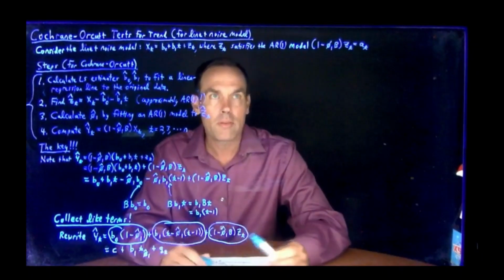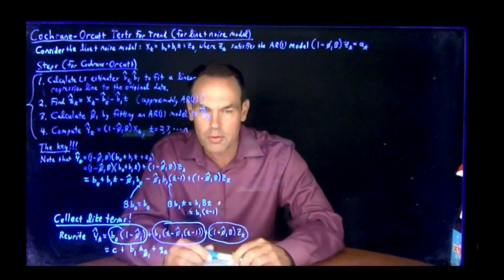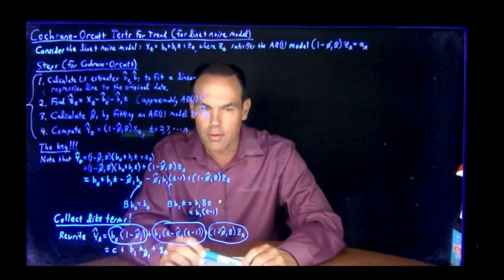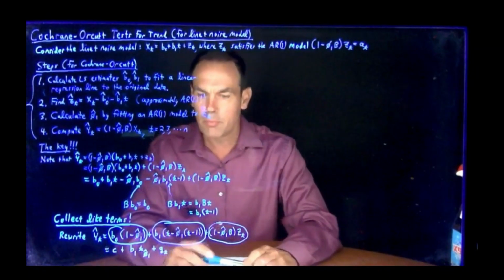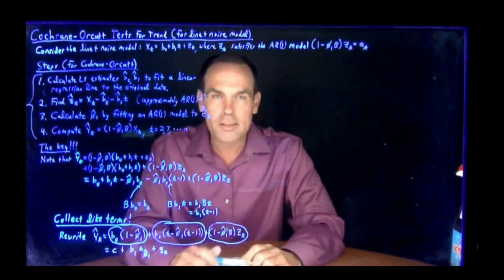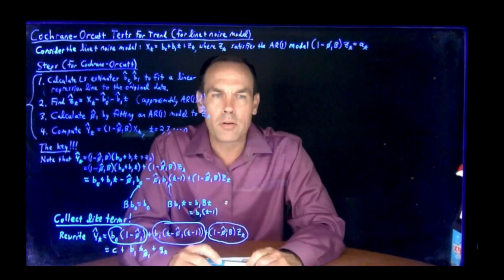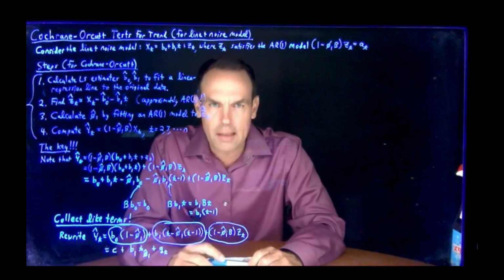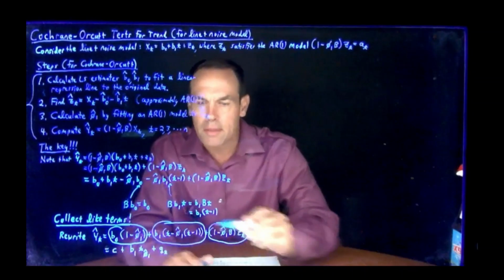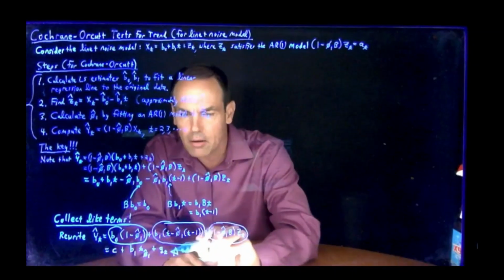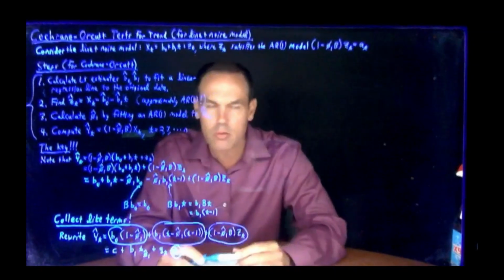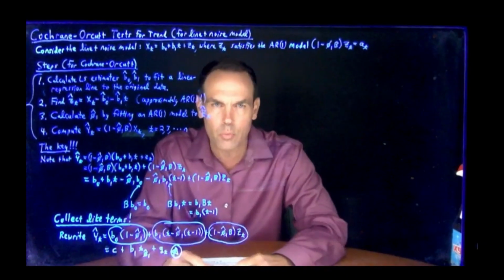And remember that this was the term that was the AR1 model. Well, where does this take us? We will look at this on the next light board and talk about why the key is right here, and this is why the Cochrane-Orcutt method works. We'll be back in just a minute.